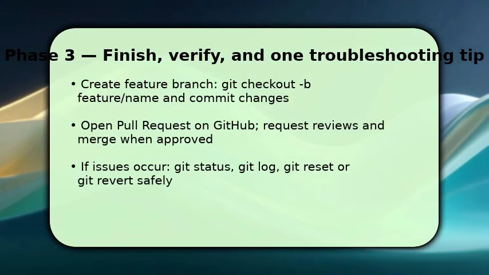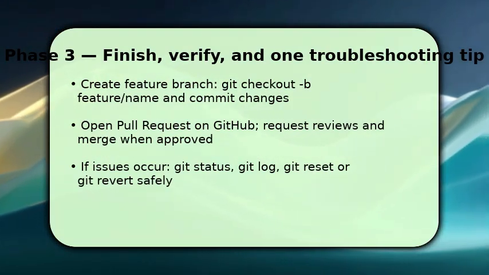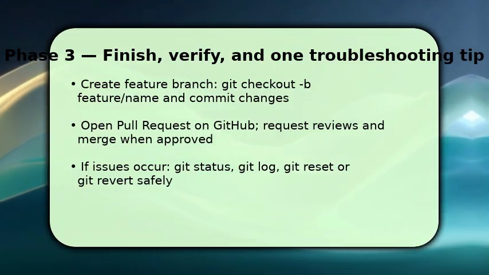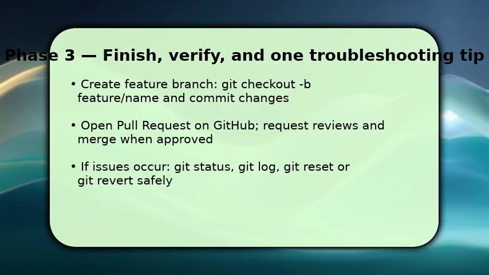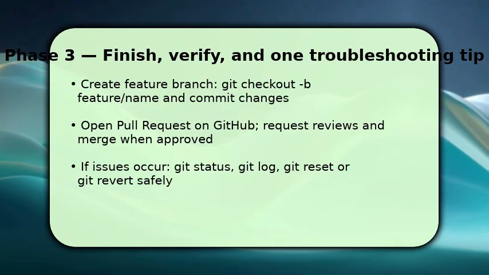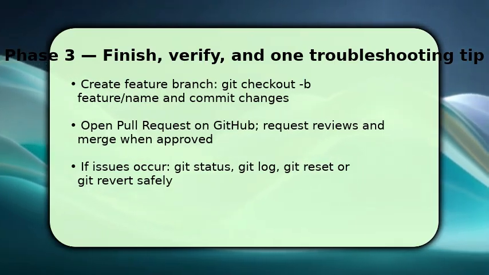You finish by using branches and pull requests to integrate changes without breaking main. Create a branch with git checkout -b, commit often, then push and open a pull request on GitHub for review. Once approved, merge via the web or GH, then pull updates locally with git pull.